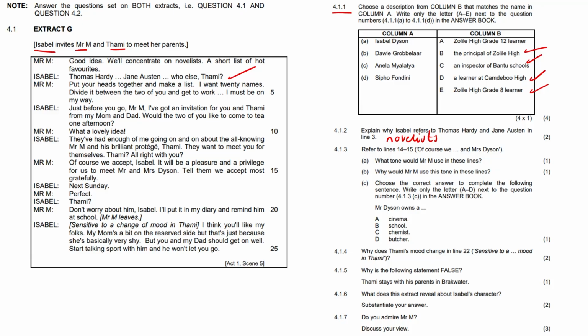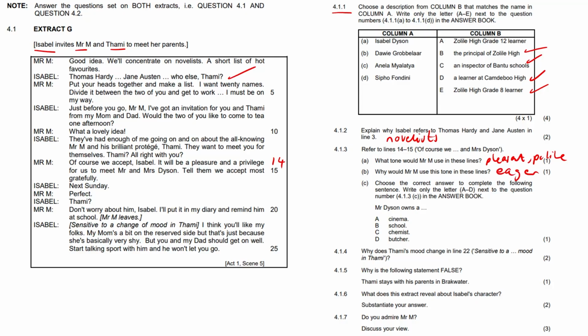Refer to lines 14 to 15, so lines 14 and 15 are here. What tone did Mr. M use in these lines? So, of course we accept Isabel. It will be a pleasure and a privilege. He's polite here, and he's also very pleasant. So pleasant and polite are possible answers. Why would Mr. M use a tone in these lines? Well, he's excited, he's eager, and he's also humbled by the prospect of meeting Isabel's parents. Very interesting. So he's excited and eager to meet them.